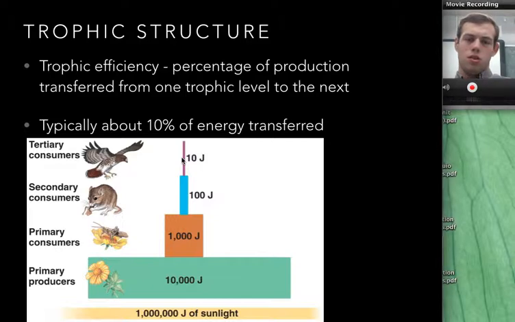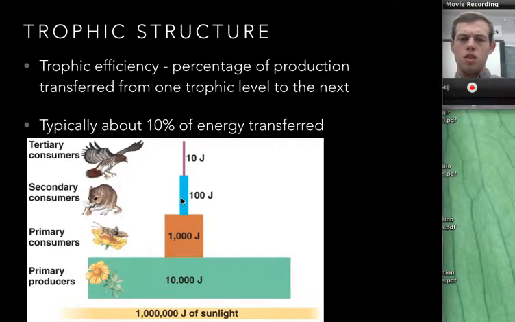And so there's this thing called trophic efficiency, and this is the percentage of the production, the productivity of your environment, and how much of that is transferred from one trophic level to the next. So how much energy is really transferred from your primary producers to your primary consumers? How much energy is transferred between the consumers then? If you are, say, a carnivore and you eat these primary consumers, how much of that energy are you actually receiving?